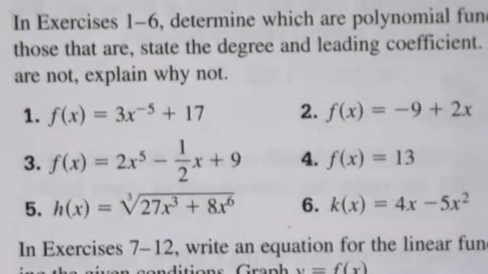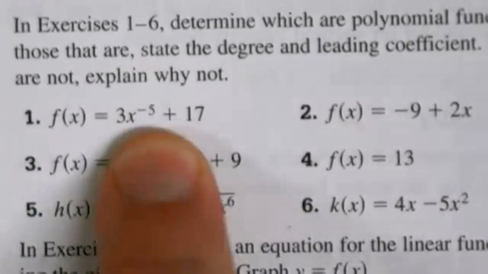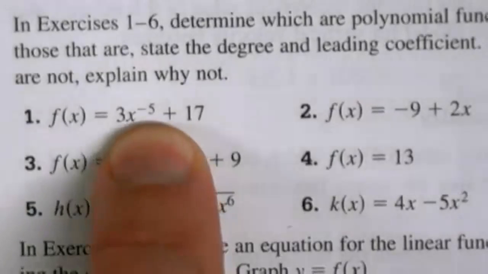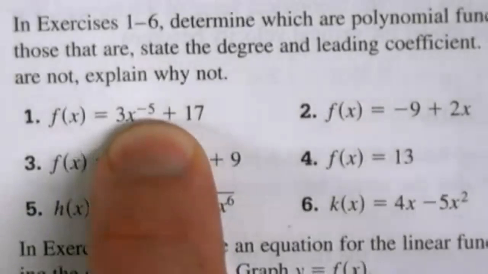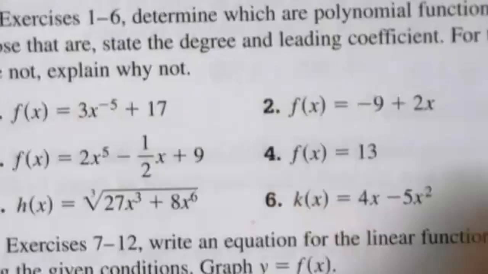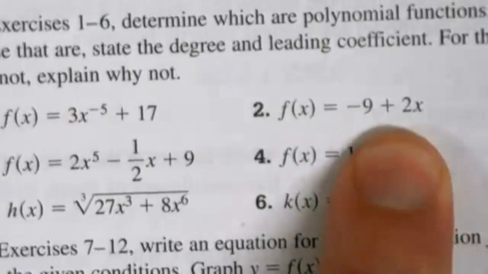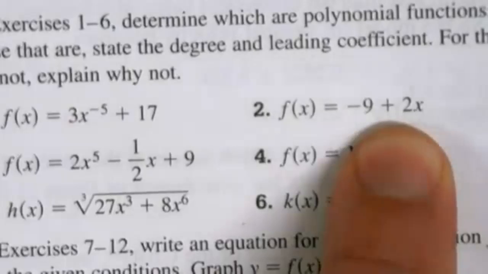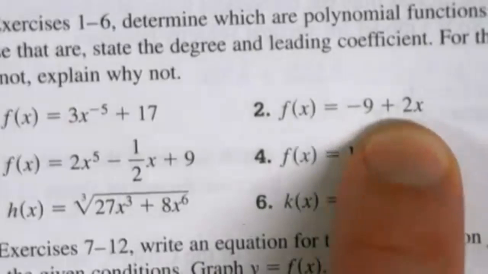So is number 1 a polynomial? No, because of the -5. So for number 1, write no, because of the -5 exponent. It says explain why or why not. So we would say no, -5 exponent. All right. Number 2, is that a polynomial? Yeah, it is. It's an x to the first power. So for number 2, write yes.